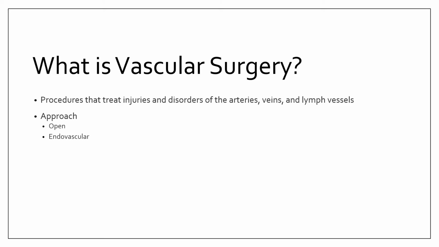First, what is vascular surgery? Vascular surgery is simply defined as procedures that treat injuries and disorders of the arteries, veins, and lymph vessels in the body. This can be done through an open approach, where they would make a large incision in your abdomen, over your leg, your arm, or we can do it endovascularly, where they make a small incision directly into an artery.